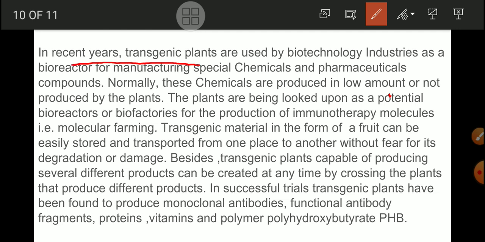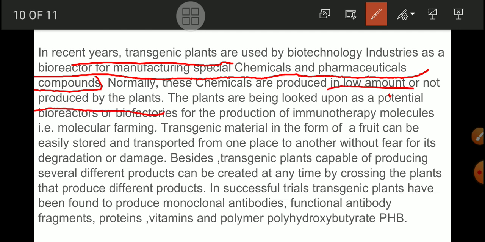In recent years, transgenic plants are used by the biotechnology industry as bioreactors for manufacturing specific chemicals and pharmaceutical compounds. Normally, these chemicals are produced in a low amount or not produced by the plant. Plants are being looked upon as potential bioreactors for the production of immunotherapy molecules.